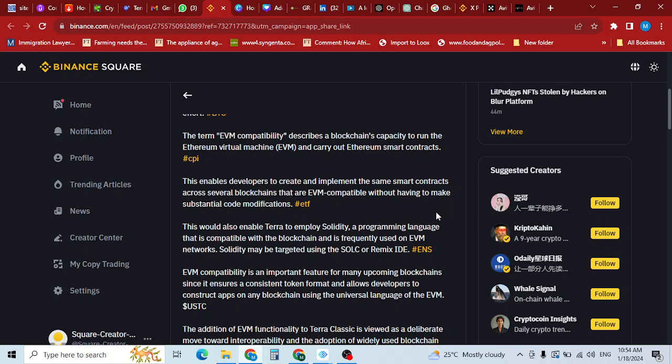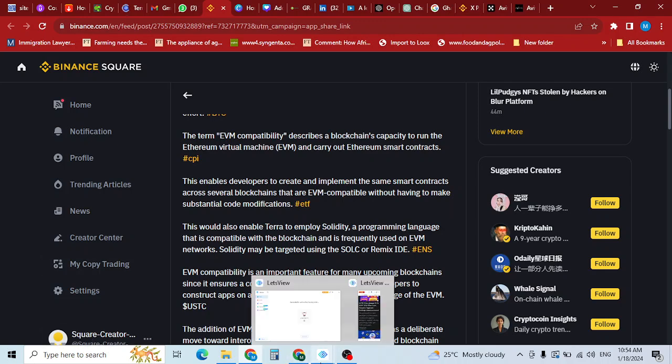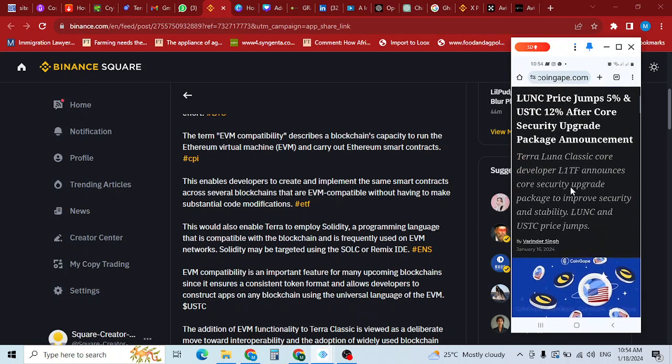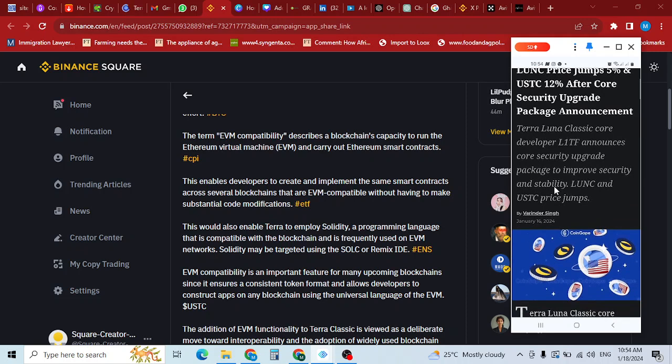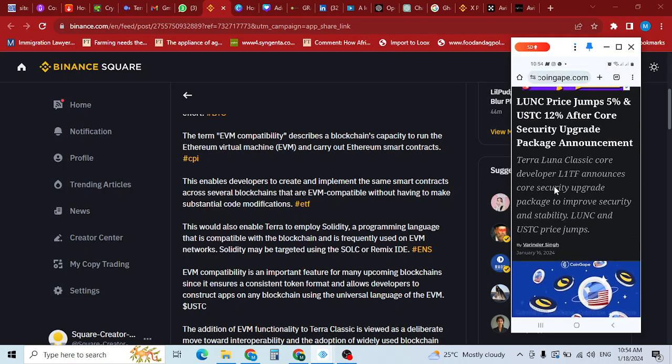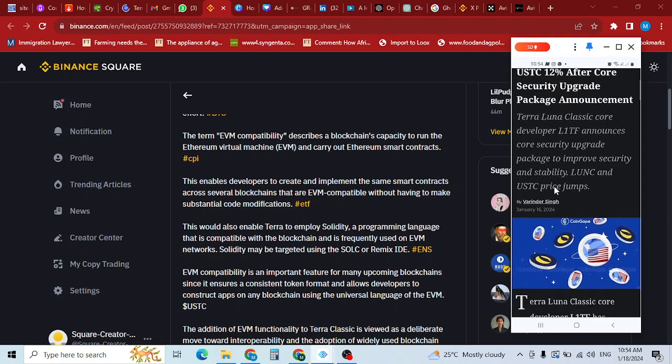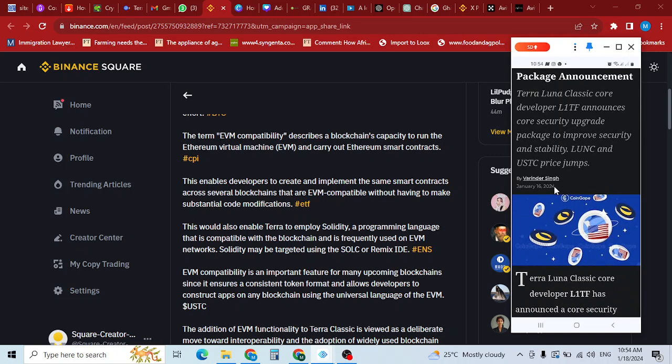So let me read something quickly on my phone, which is another effort. Lunc price jumps 5% and USTC 12% after the security upgrade package announcement. So this is another effort, which is the upgrade of the security and also the stability of the system. Terra Luna Classic core developer L1TF announces core security upgrade package to improve security and stability of Lunc and USTC.